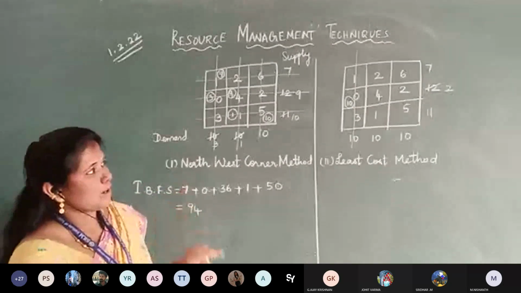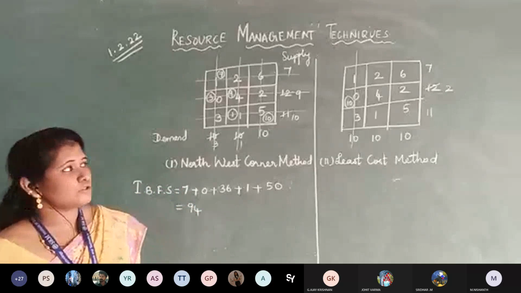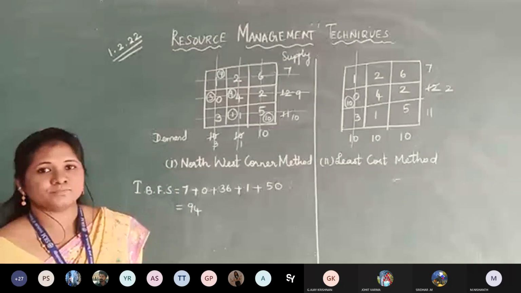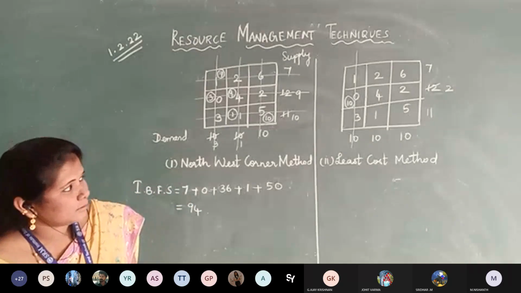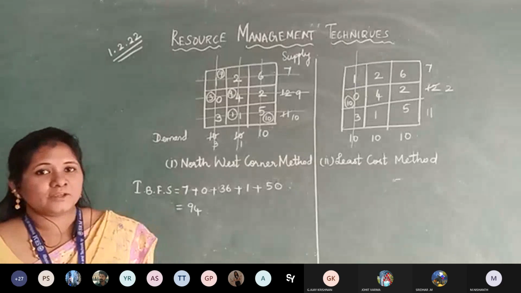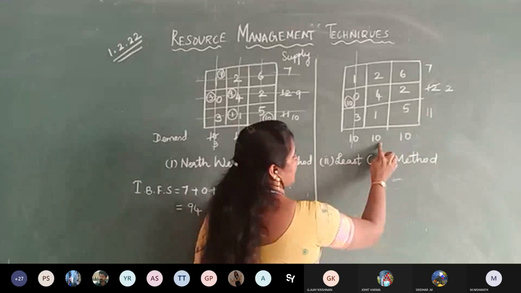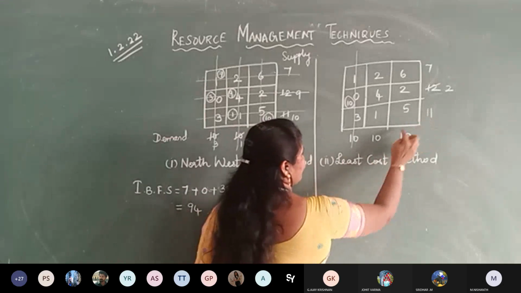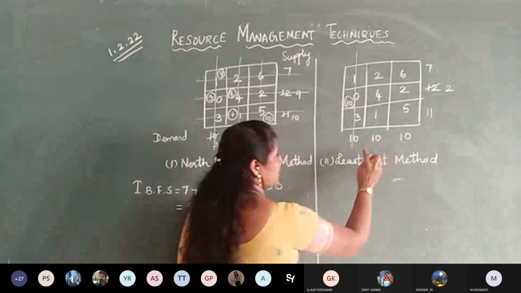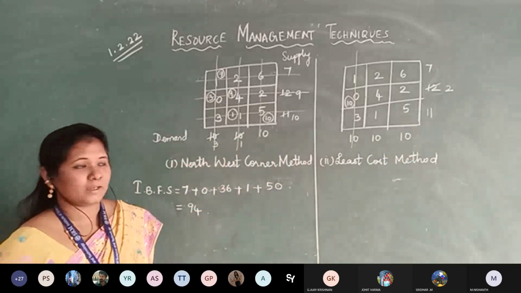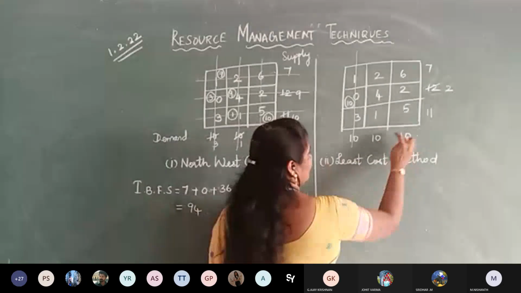Now, from this, you have to see which is your least value. In the left, 1 is your least value. So for 1, you see your supply and demand. Your supply and demand is 11 and 10. In your 11 and 10, whichever is your least value, you will allocate it for your 1.